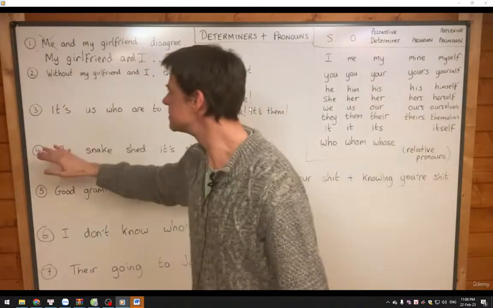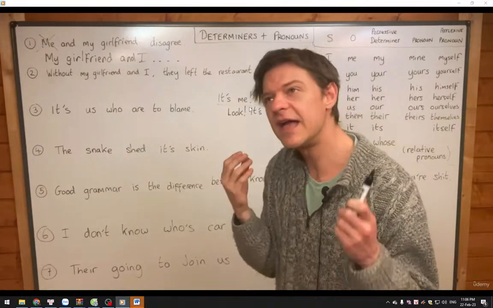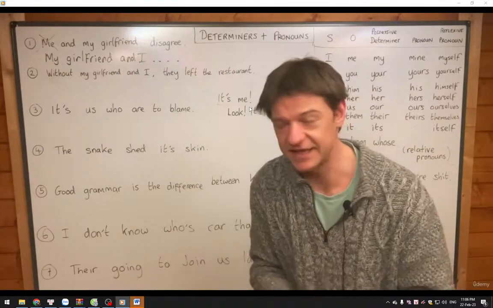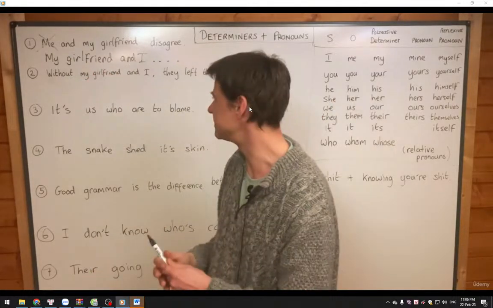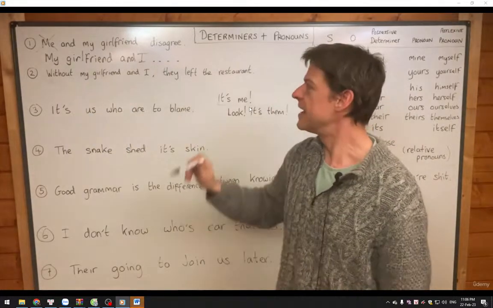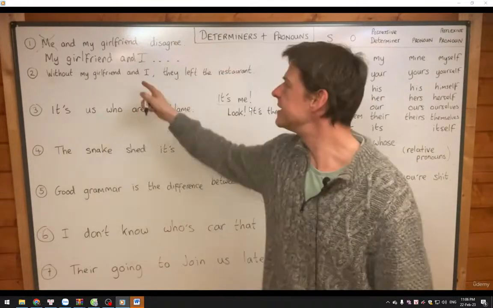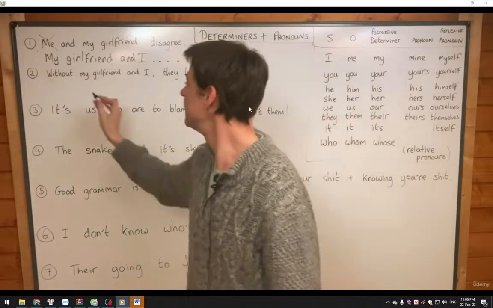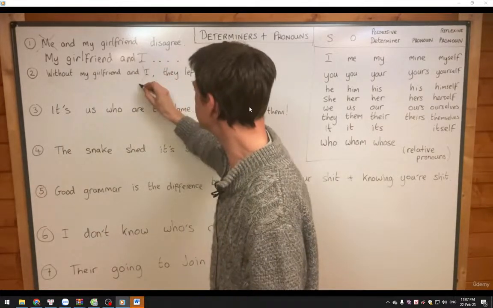Okay, let's look at number 2, because I want to point something out now. Some people, I suppose everybody, has a tendency to apply a rule like this too vigorously. They suddenly start thinking that "me" is literally impossible at the start of the sentence. So look at this: "Without my girlfriend and I, they left the restaurant." This is wrong, like all of these sentences, in fact. It's a consequence of people applying rule 1 too often. It should be "without my girlfriend and me."